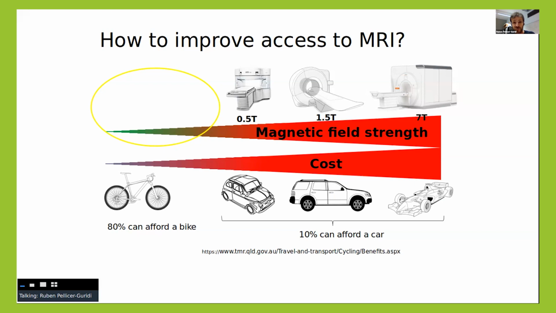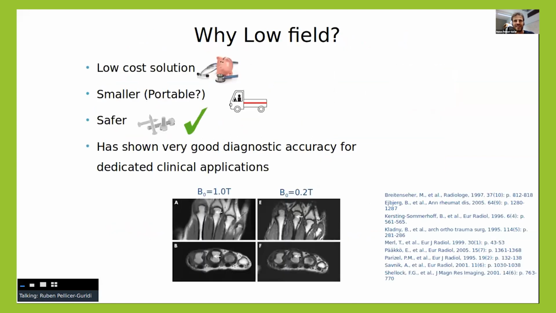And the bicycle is actually what covers a big part of the transportation needs of humans, because many humans can afford a bicycle. And is there a way to find the equivalent of a bicycle in the MRI world? In this case, we can try to find the equivalent by decreasing the speed, like in the cars. And for that, we tend to go to the low field.